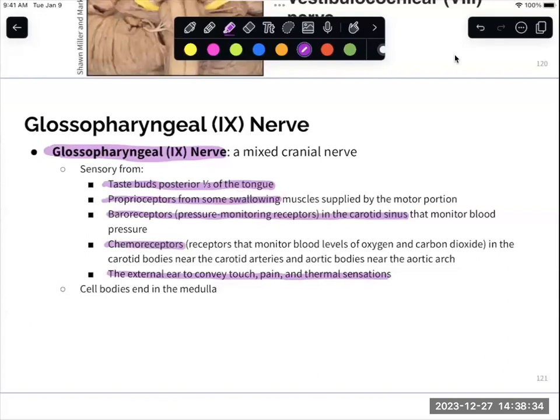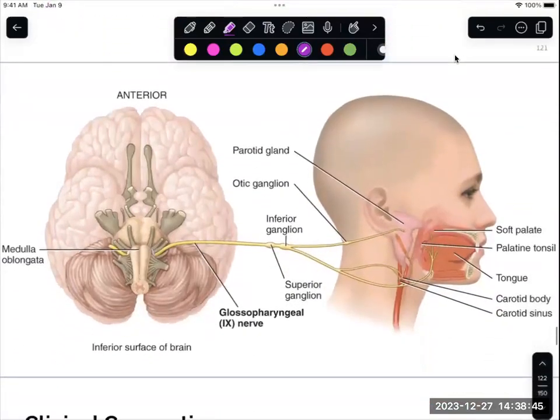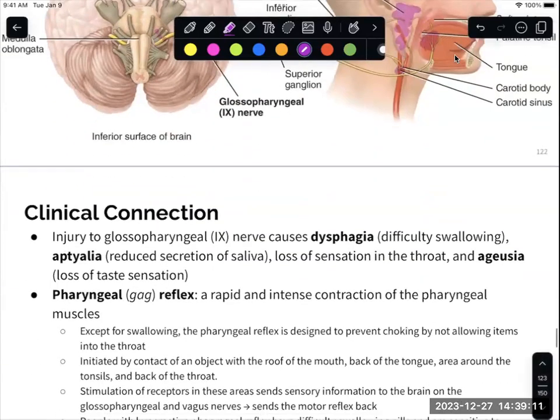This nerve, the way to test cranial nerve 9, actually somebody's gag reflex is a good way to test this cranial nerve. Not fun for the patient, but it is a way to do it. So here you can see that cranial nerve 9. Coming out, you can see it going to that parotid gland. So it's providing saliva again for the mouth. And it's doing that baroreceptors, chemoreceptors. It's doing taste to the posterior third of the tongue.